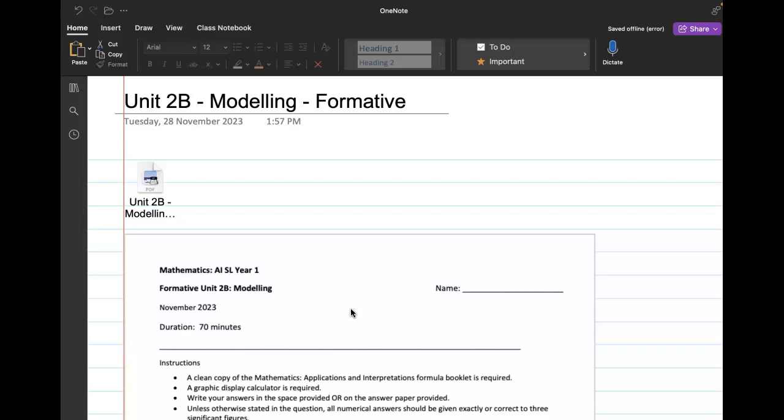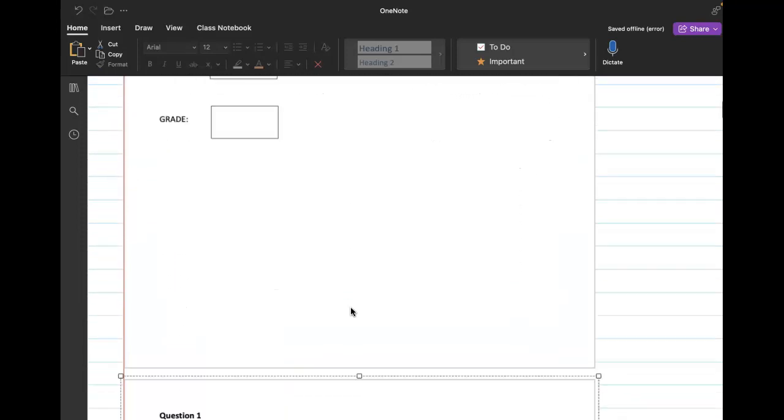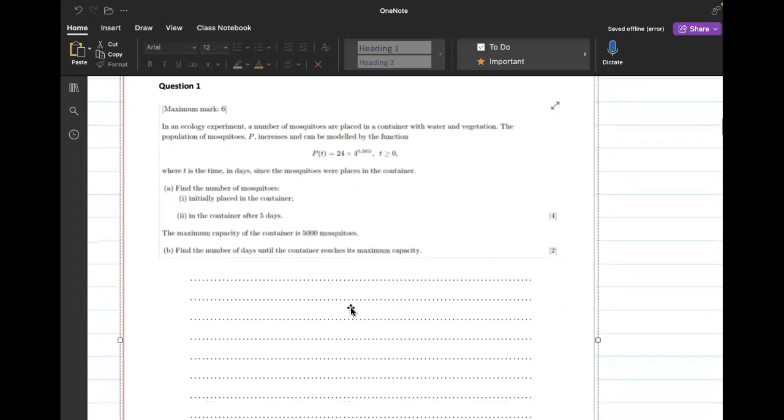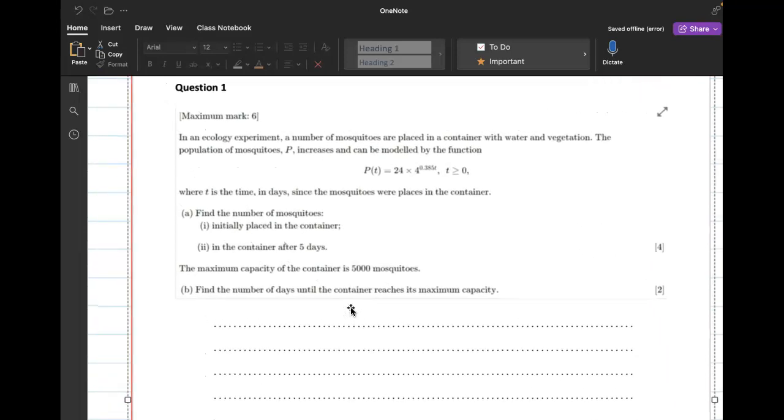Okay, so this is the modeling formative that I'm going to record over here. It's out of 63 marks. This is the practice paper. Now here, in an ecological experiment, the number of mosquitoes is placed in a container with water and vegetation. The population has been given over here.